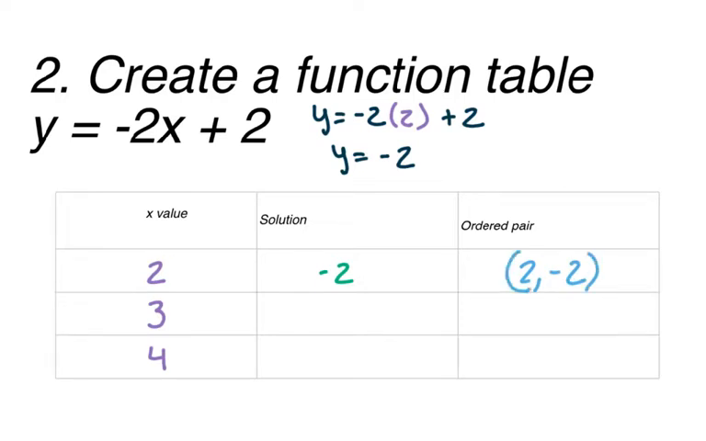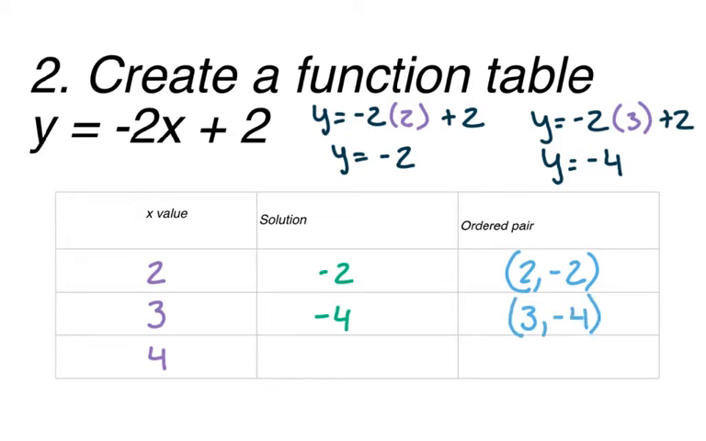Okay, so my next one, I have y equals -2 times 3 plus 2. So -2 times 3 is -6, plus 2 is -4. And then our ordered pair is (3, -4). Okay, and our last one, we should probably expect it to be -6 because that looks like what the pattern is. So I have -2 times 4, which is -8, plus 2 is -6. So my last coordinate is (4, -6).